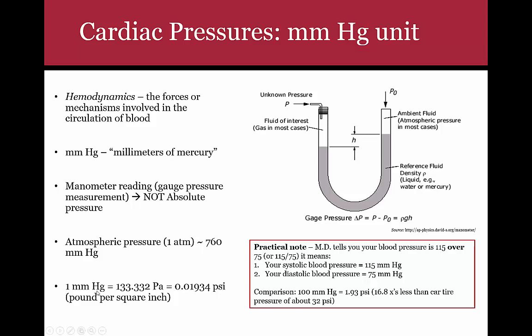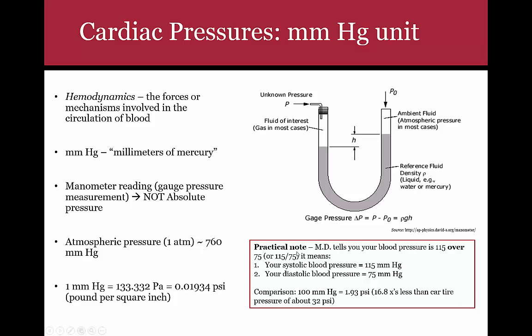Okay. If you want some conversions here, 1 millimeter increase in mercury within this tube corresponds to 133.32 pascals, or basically 0.02 psi.